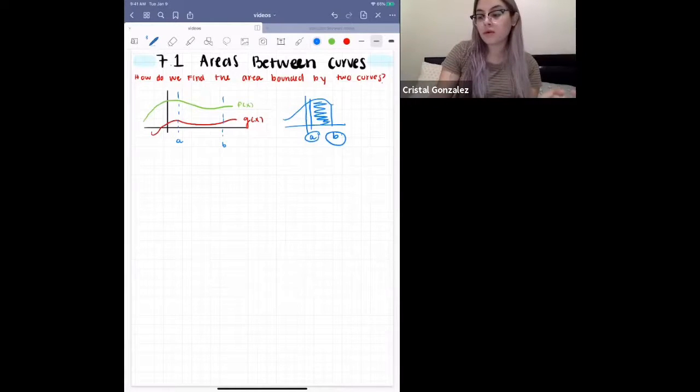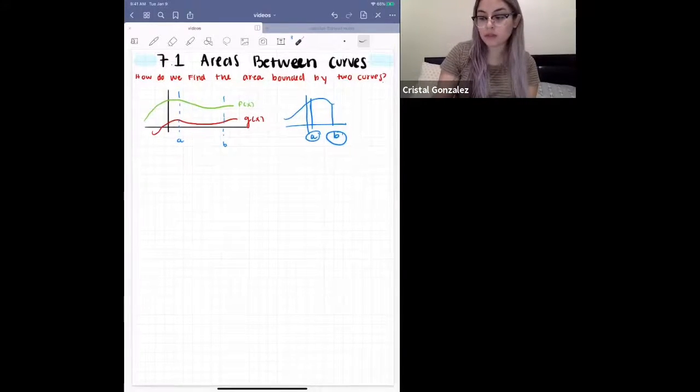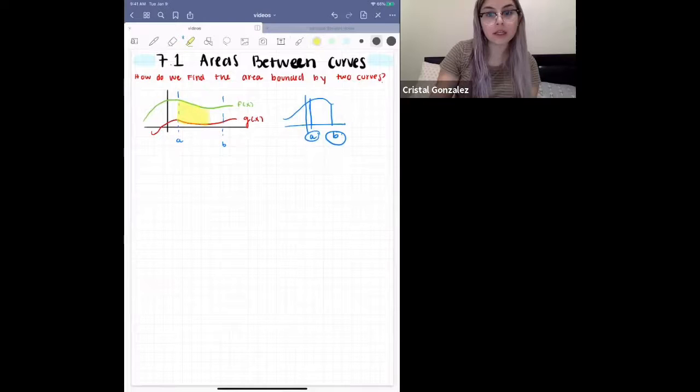But now, how exactly do we find the area if we have two functions and we want to find the area between them? For example, say we had this scenario where we had some function g of x and some function f of x, and we want to find the area between them. So we're looking for this area here. How exactly do we do that?